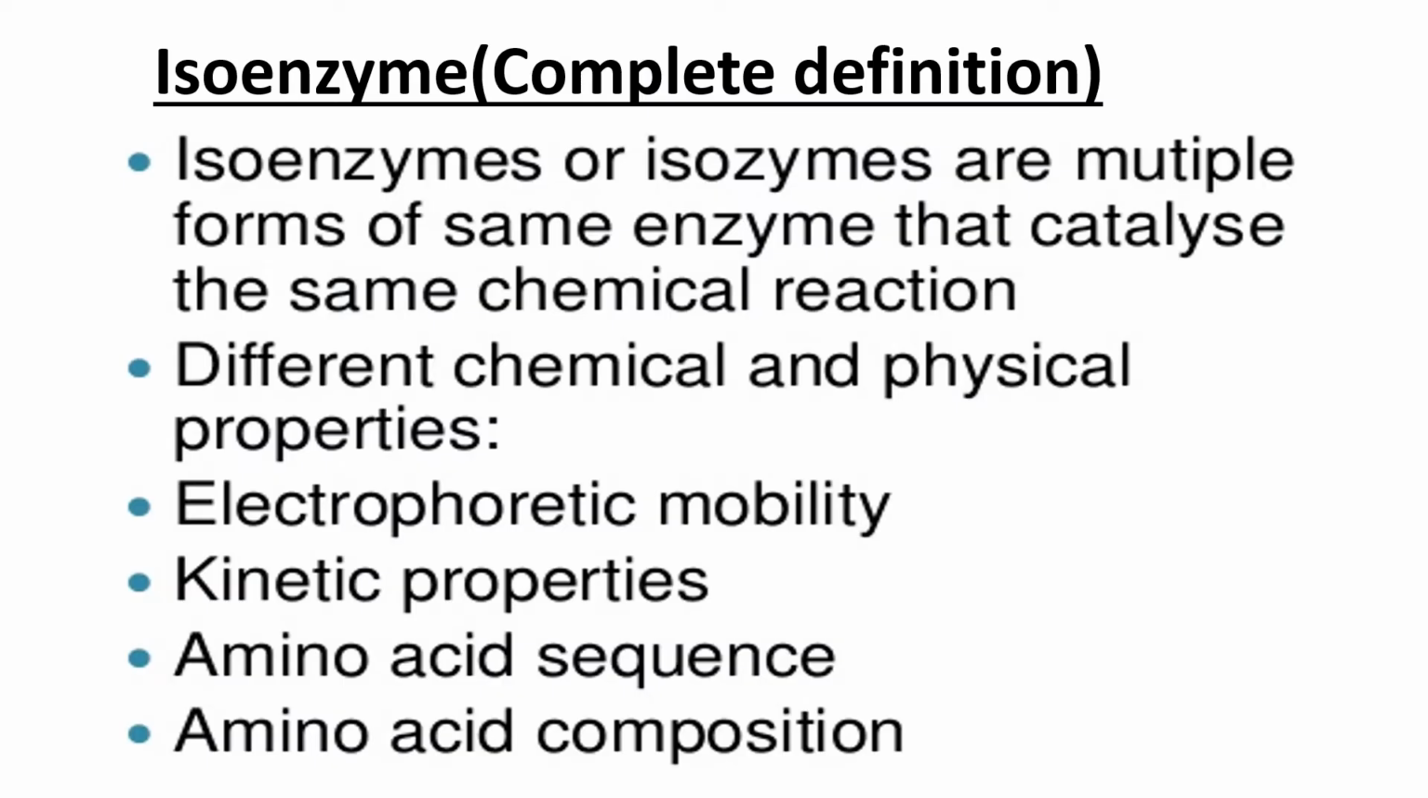While going through various definitions from different authentic books, ultimately I have concluded that isozymes or isoenzymes are multiple forms of the same enzyme, and they catalyze the same chemical reaction. They are different in their chemical and physical properties. They move differently in an electrophoretic field. Their kinetic properties are different. They differ from each other in their amino acid sequence, as well as in amino acid composition. So this is the complete definition of isoenzymes.